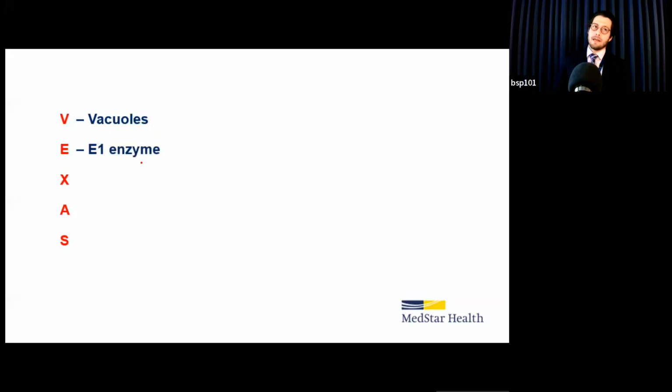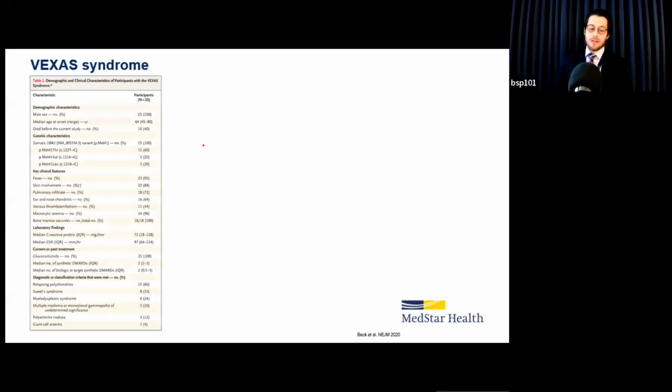E comes from the E1 enzyme that is mutated, X because it's an X-linked disease, A because of all the anti-inflammatory symptoms or clinical manifestations that the patients have, and S because it's a somatic mutation. So that's where VEXAS came from. And from the original 25 patients that were described at the NIH, 100% of them were male because it's an X-linked disease. And these are elderly patients with a median age of 60s, 45 to 80 years old.